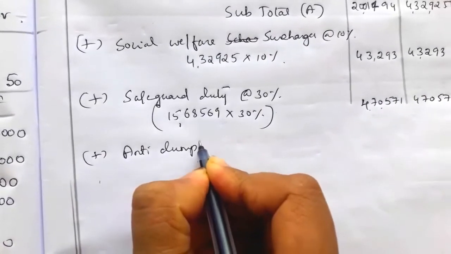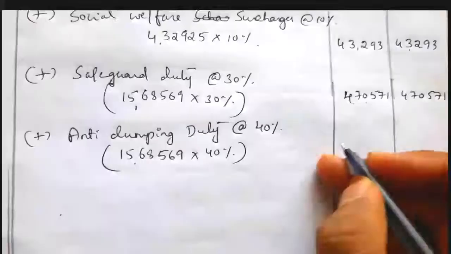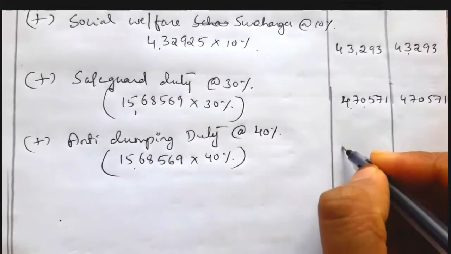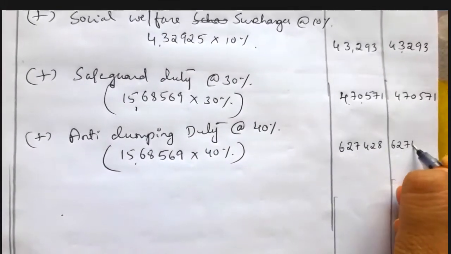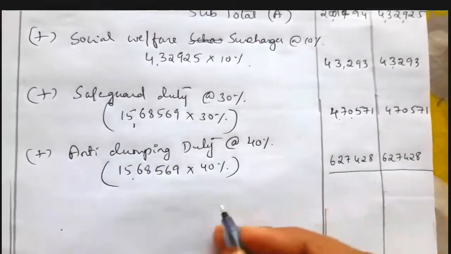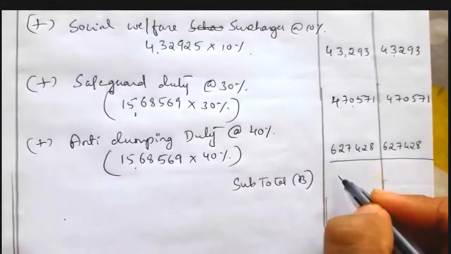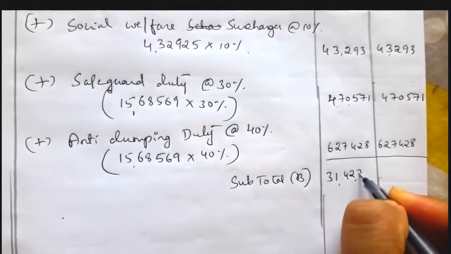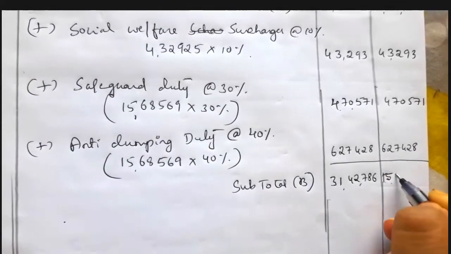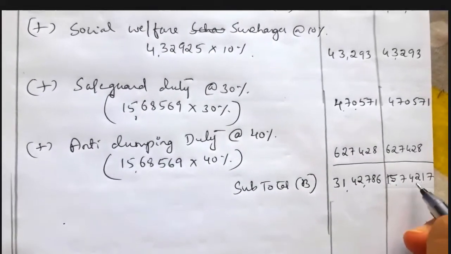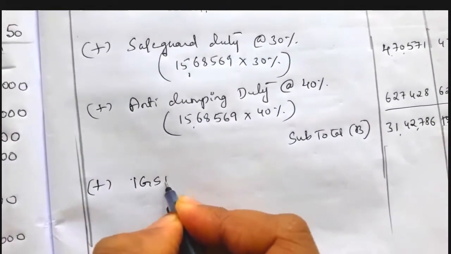This is also calculated on AV, anti-dumping duty. So that is equal to 6,27,428. Now we have to total subtotal B. That is equal to 31,42,786. Next we have to add IGST on subtotal B.